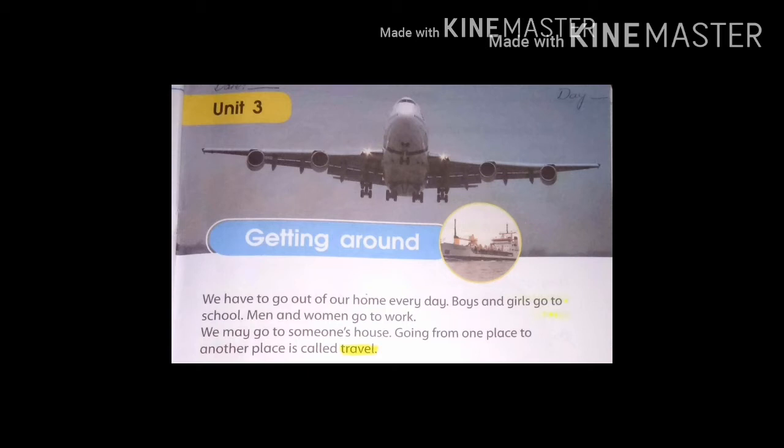Now the explanation of this paragraph is every day we have to go out. For example, students go out to schools, colleges and universities. Many people go to work. Some people go for outings and some people go to someone's house. And going from one place to another place is called travel.